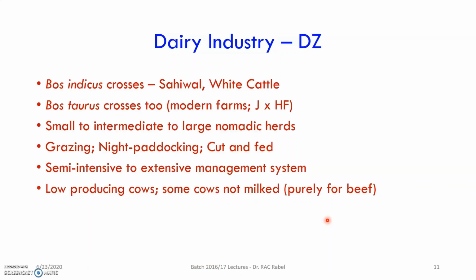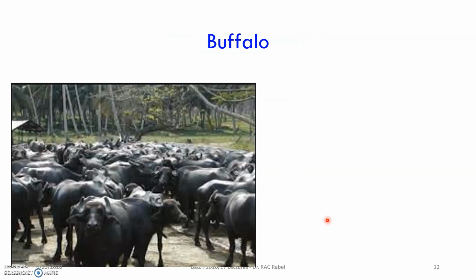So those are the main characteristics of the different dairy management systems in the 3 main agroecological zones, right? So you need to know the principles of those, not minor details, but the major characteristic differences between the 3 systems, 3 agroecological zones, right?